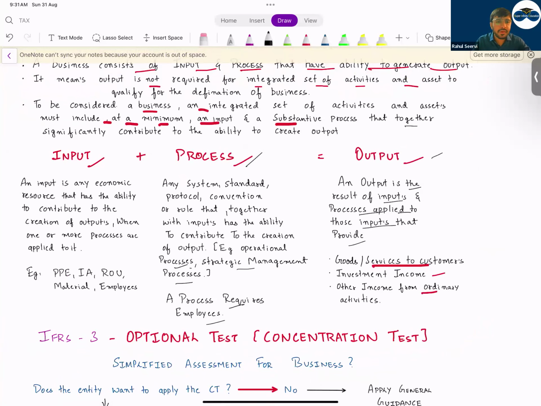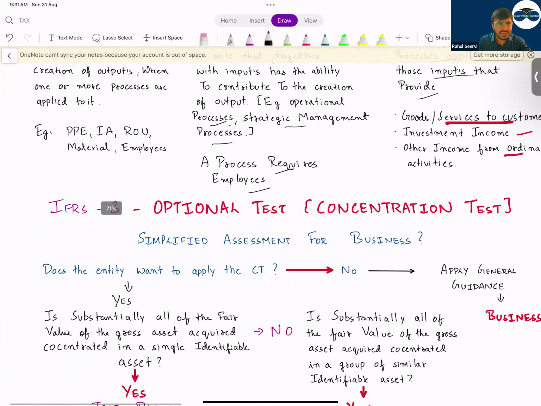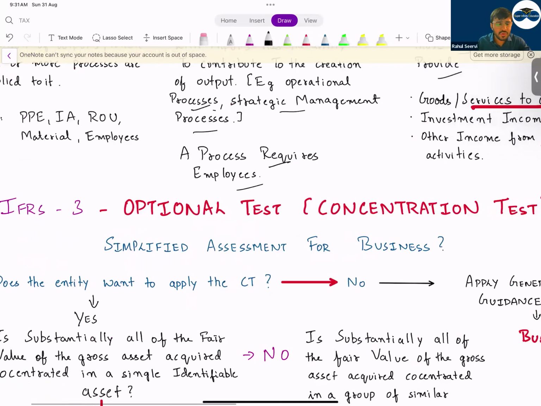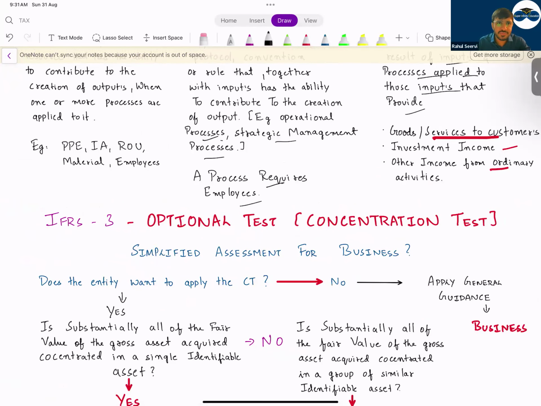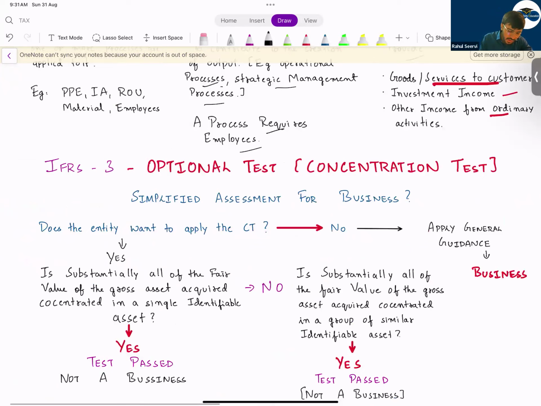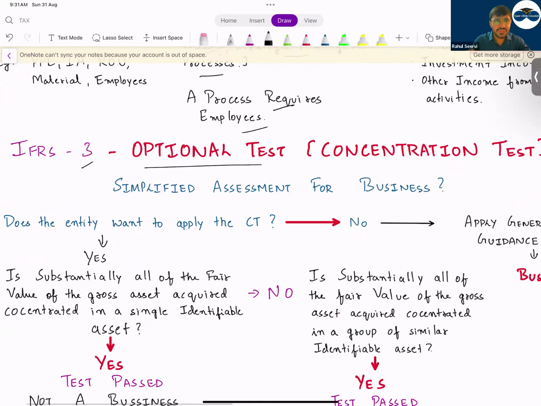No issues in that. But IFRS 3 provides a test known as the concentration test. This test is optional. If the company wants to apply, they can apply. If not, they can directly apply the definition of business given as per IFRS 3. If this concentration test is satisfied, that means it's not a business. If the concentration test is not satisfied, it's a business.